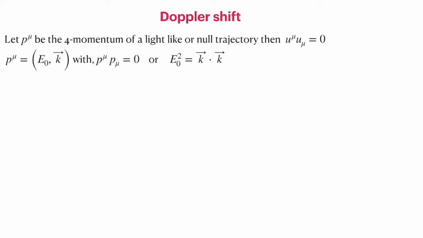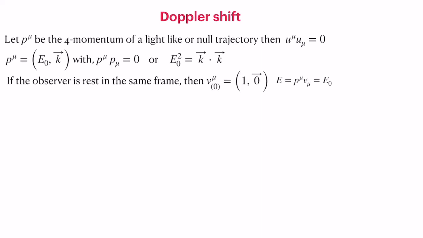We have seen that for light we can write it like this, where k is a spatial unit vector, and the condition is p^μ p_μ equal to 0. Once we write p^μ in the following fashion, and p^μ is a null vector, what we get is E0 squared is equal to k dot k. So this basically gives the relation that p^μ is null, which means that the energy is related to the direction along which light propagates. Let's first consider an observer U0 who is at rest in the frame.